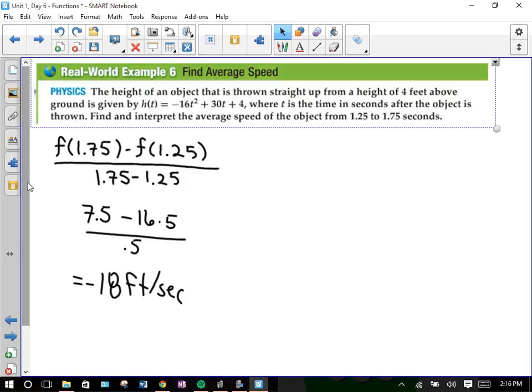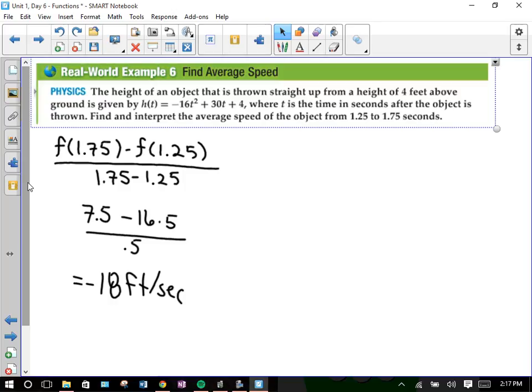So it does ask us to interpret. Okay, we found the average speed. What does this represent though? What does it mean that it's negative 18 feet per second? Well, we're describing the height. So, is this ball getting closer to the ground or is it getting further away from the ground? It's getting closer, because the height is decreasing, so therefore it's going close to the ground.